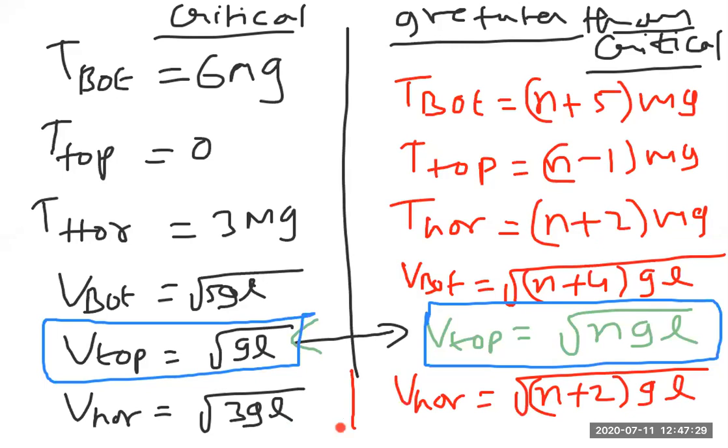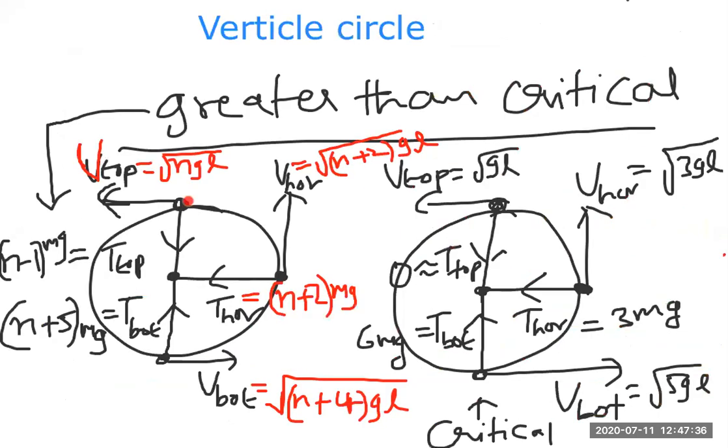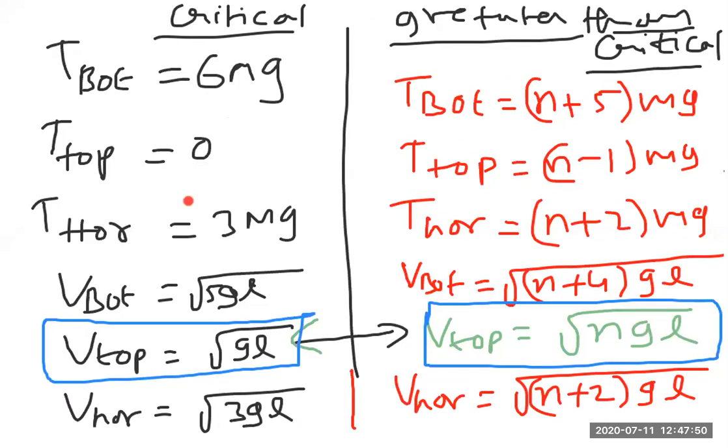So like that, we can compare critical and greater than critical, which I explained on the previous page with diagrams. There are two situations: one is the critical situation, the other is the greater than critical situation. I hope you understood these two comparison formulae. Now, a note point.